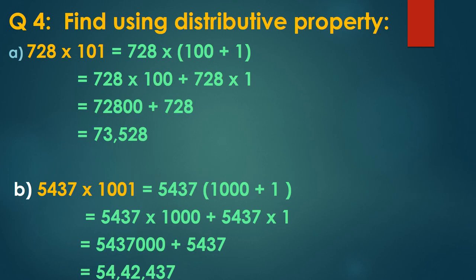So 728 will be outside the bracket and 101 we will write as 100 plus 1 inside the bracket. Now the second step is, first of all we will multiply 728 by 100 and then we multiply 728 by 1 and we will add both the products. So 728 multiplied by 100 is 72,800. 728 multiplied by 1 is 728. Find the sum of both. It is 73,528.